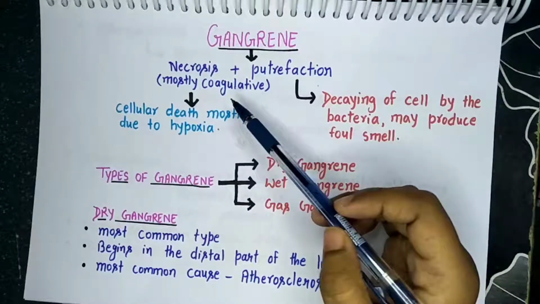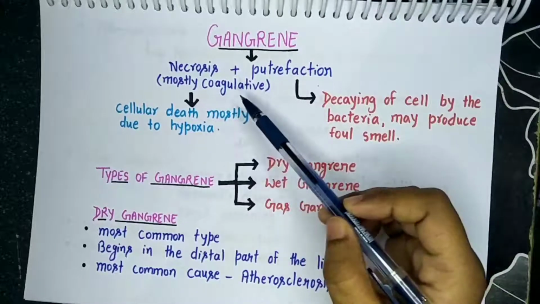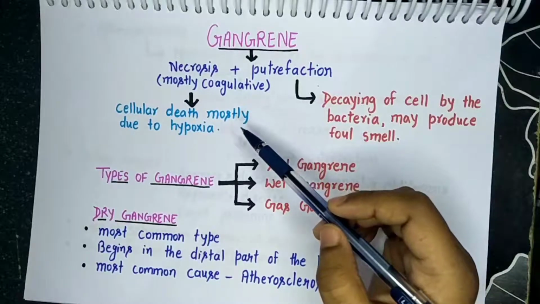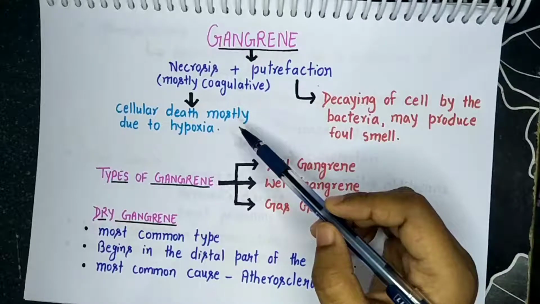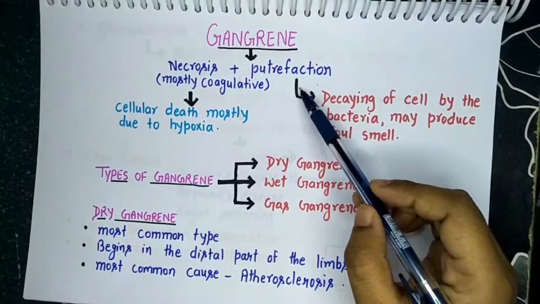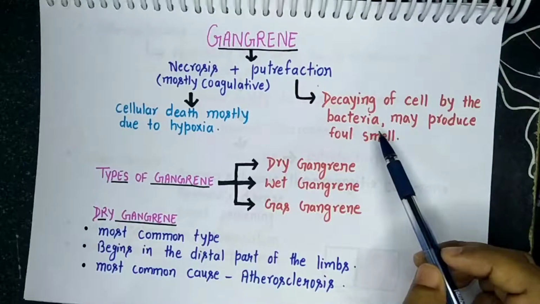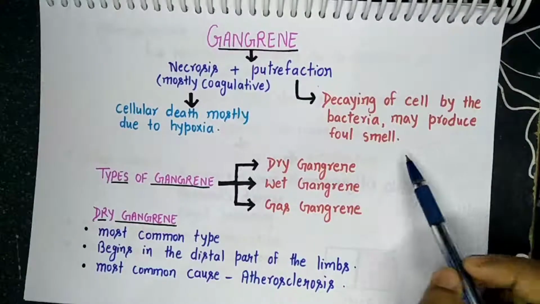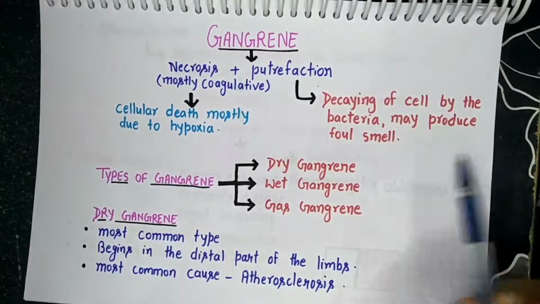And what is necrosis? It is a kind of cellular death that mostly occurs due to hypoxia, and here inflammation can also be seen. And what about putrefaction? It is decaying of the cell material by bacterial infection. It may sometimes cause a foul smell.